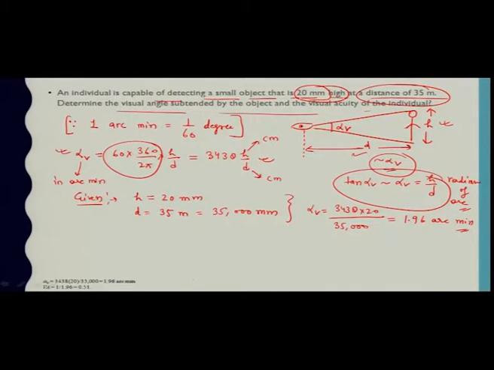Now the second thing to calculate is visual acuity. This was the visual angle, and now we calculate visual acuity. Visual acuity is nothing but the reciprocal of the visual angle, that is 1 by 1.96, which equals 0.51. In this way visual acuity can be calculated, and since vision is one of the most important of all 5 human sensory systems, we need to take care of the visual angle and visual acuity.